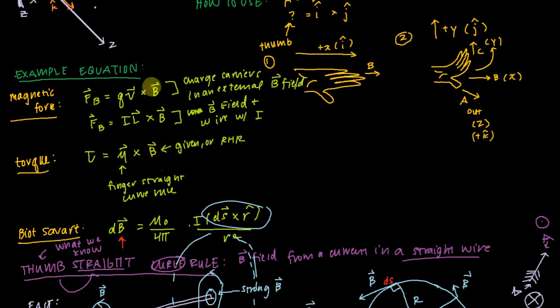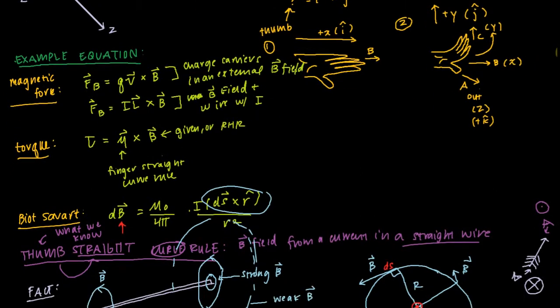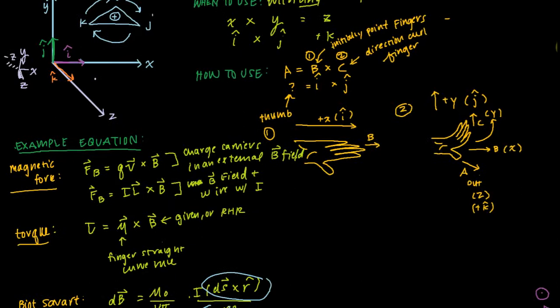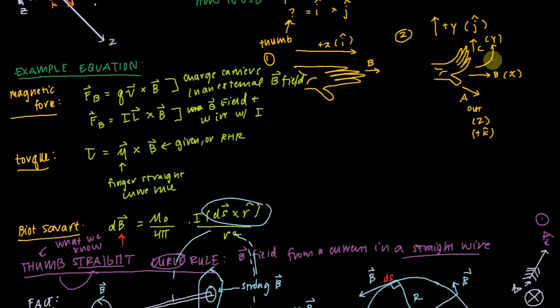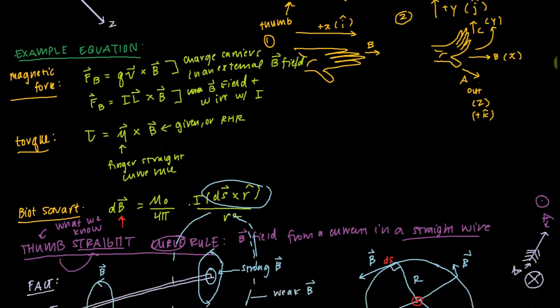So it's important for you to know how to find that by using the thumb straight curve rule, so then I can utilize that direction to plug into this cross product that we use the regular right hand rule for. So do you see why it's important to master when you use either of these cases? It's important because you're actually using one right hand rule to then utilize a different right hand rule for the next step.